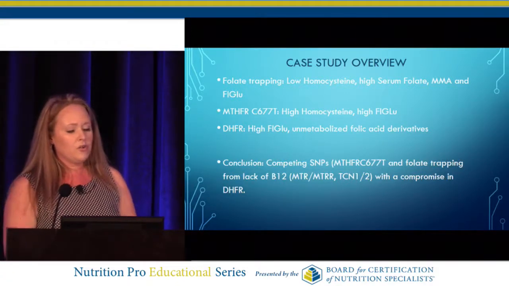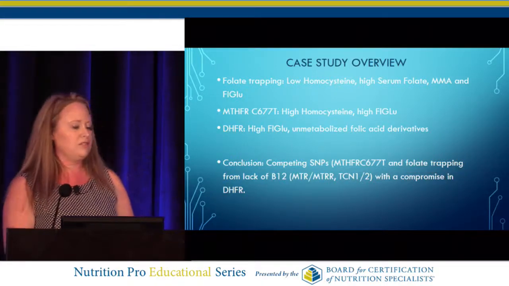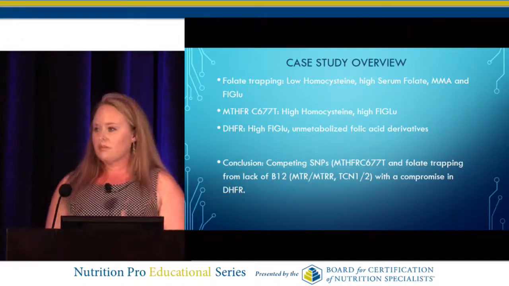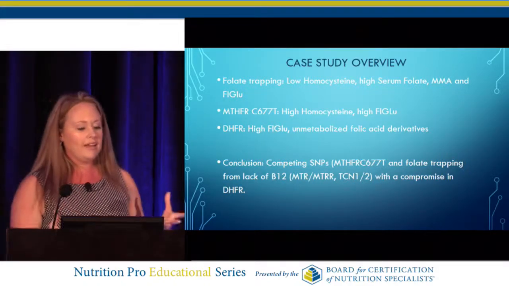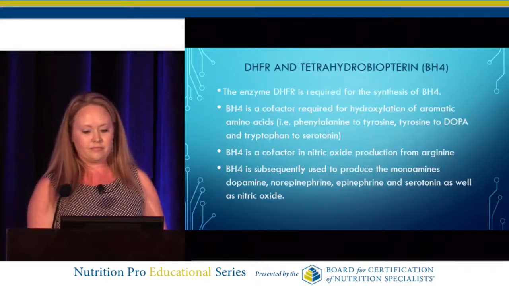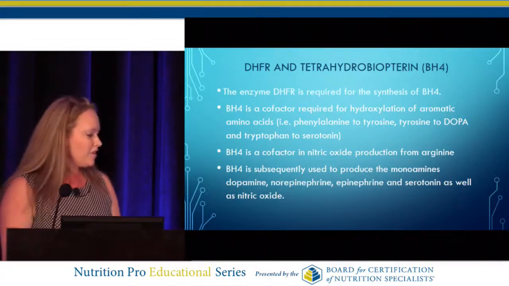If he has dihydrofolate reductase issues, he's going to have high FIGLU levels and unmetabolized folic acid derivatives. So we can conclude that he most likely has competing SNPs of MTHFR, C677T, he's folate trapping, and he has some issue with B12 that is very serious. Now I'm going to let Jessica talk to you guys about biopterin and DHFR.